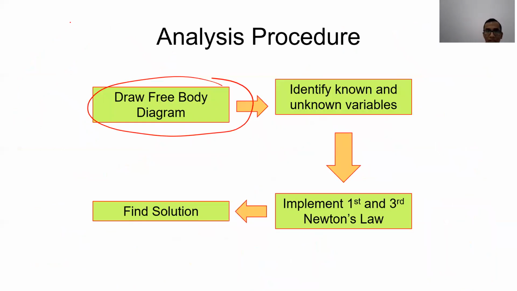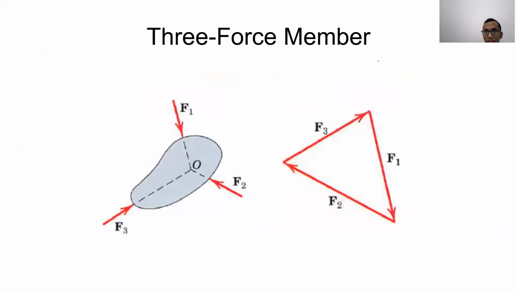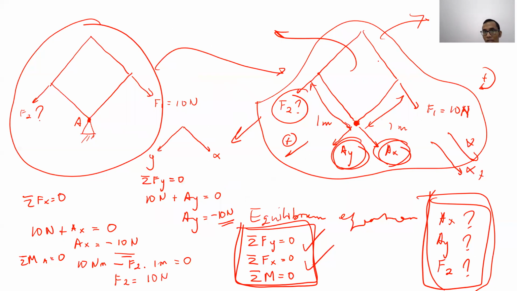After drawing the free body diagram, try to identify the known and the unknown variables. For just now, the known variable is F1. F1 is 10 Newton. We know the value already. But for AX, AY, and F2, those three are the unknowns because we don't know the value yet. So we have three unknowns, AX, AY, and F2.